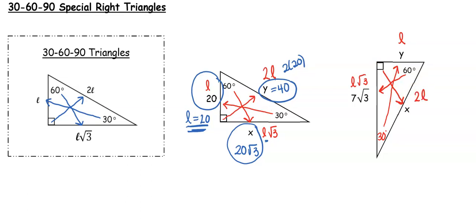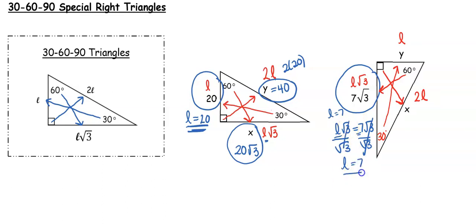Again, we always start by labeling our pattern on the sides of our triangle. We've got to see what each side is going to be representing. Then we look to see what side we were given. Here, I'm given that L root 3 is equal to 7 root 3. Again, a couple different ways that we can look at this. L root 3 is 7 root 3, that means that L is equal to 7. Or we can solve for L by dividing by root 3. The root 3's cancel, and again, you find the same thing, that L is 7.